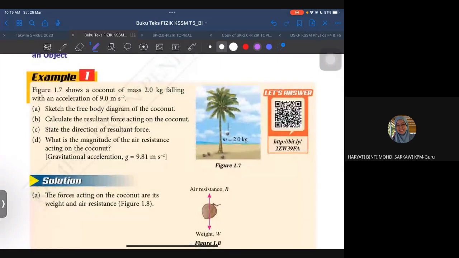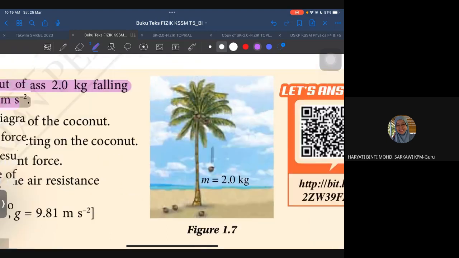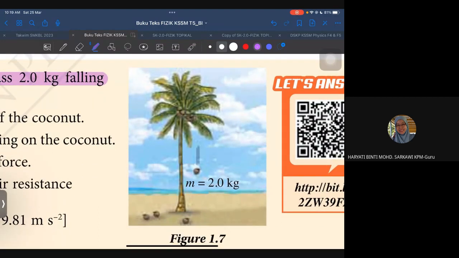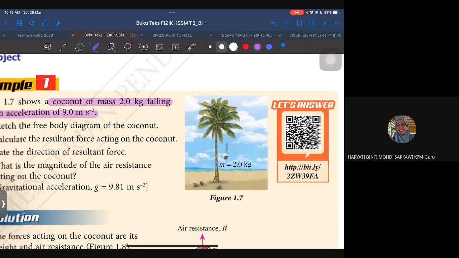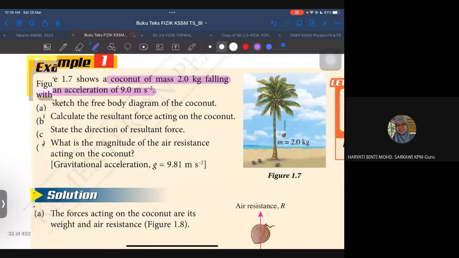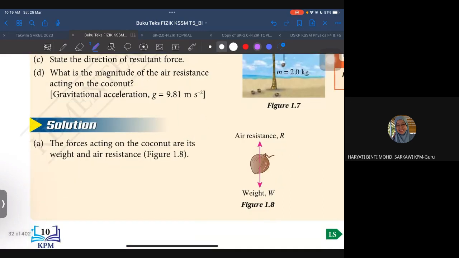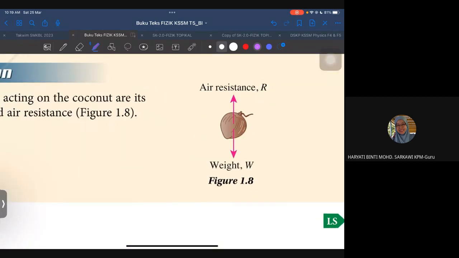Okay, we look at the example sikit lagi. I think about 15 minutes dah boleh siap. Okay, look at this example. Number one shows a coconut with a mass of 2 kilogram falling with an acceleration of 9 meter per second squared. The mass of the coconut is 2 kilogram and it is moving with acceleration. So when you see moving with acceleration, it means that the net force is not equal to 0. First, sketch a free body diagram of the coconut. Focus on the coconut. We have weight, we have the air resistance, and you must have the arrows.